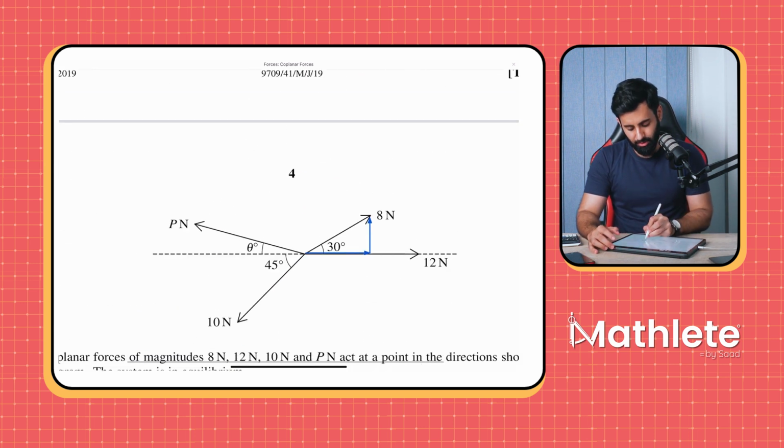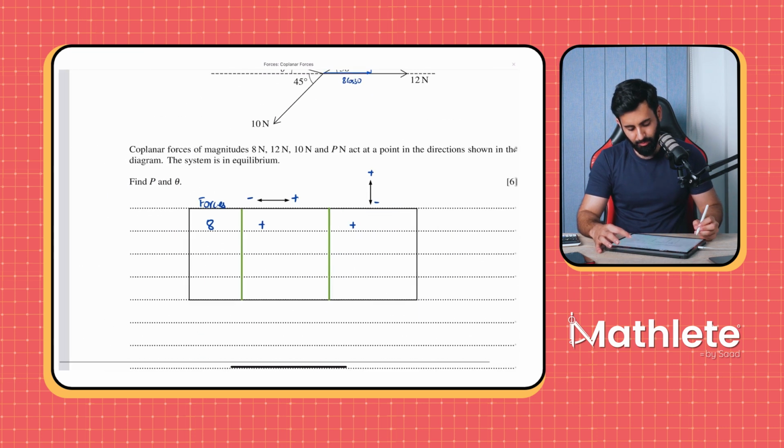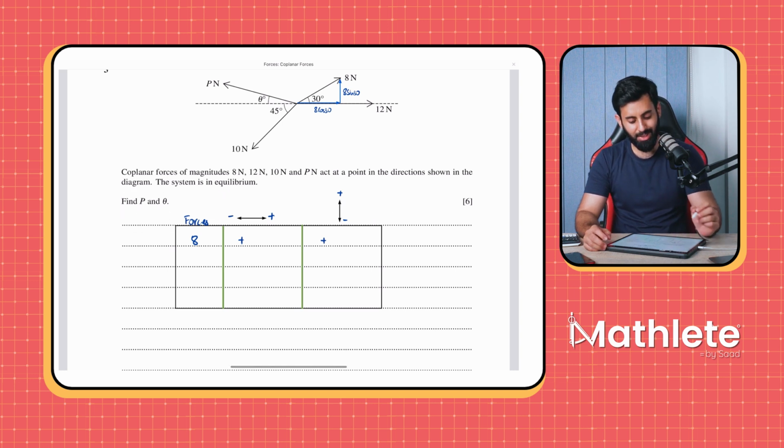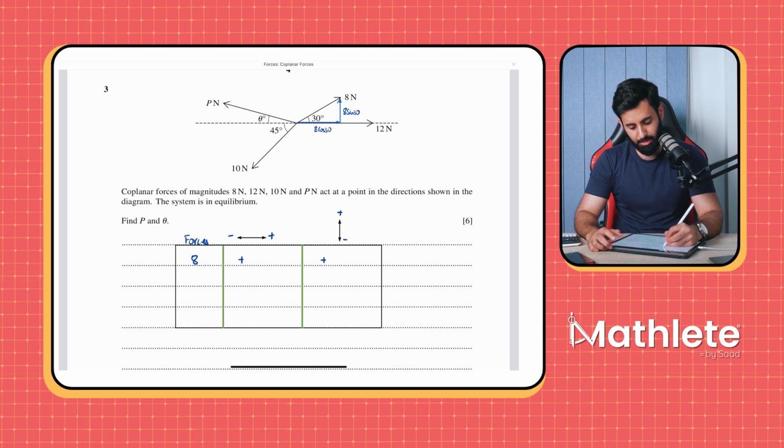Okay, so this is going to be 8 sine 30 and this is going to be 8 cos 30. Okay, now by the way, I don't think I read the question, so let me do that right now. You have 4 forces over here that act at a point in the direction shown in the diagram. The system is in equilibrium. You need to find P and theta. Okay, so eyes on the prize, P and theta.